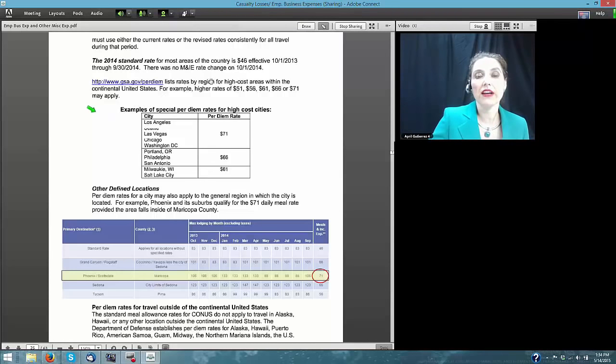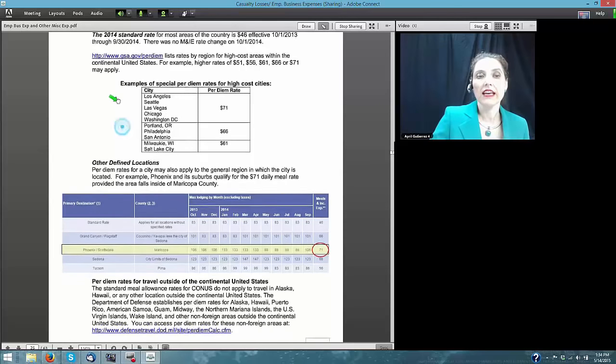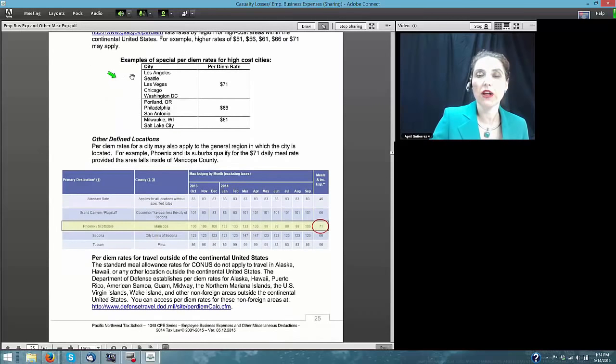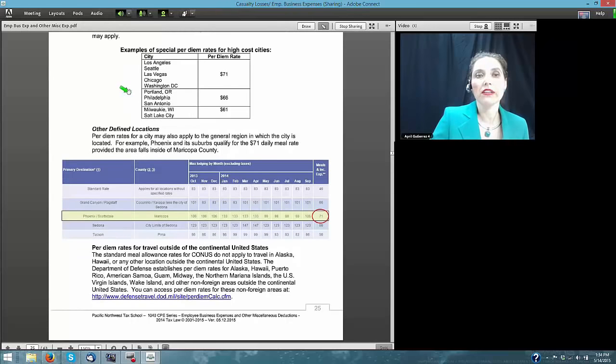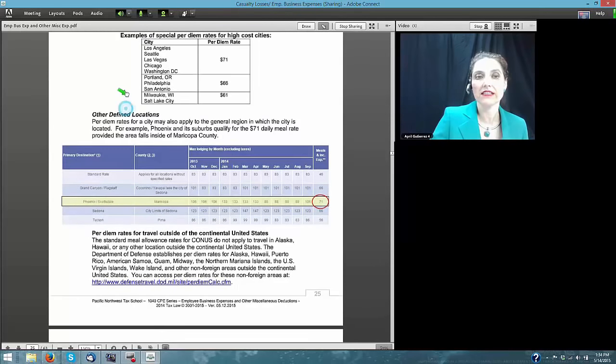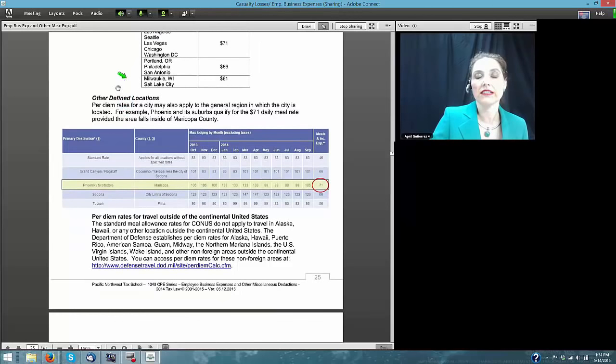For example, the higher areas can qualify for $51 a day, $56 a day, $61, $66, or even as high as $71 a day. And here are some examples of cities that qualify for $71 a day. We have Los Angeles, Seattle, Las Vegas, Chicago, Washington, D.C. These are all $71 a day cities. Portland, Oregon, Philadelphia, San Antonio are $66 a day cities. Milwaukee, Wisconsin, and Salt Lake City are both $61 cities.